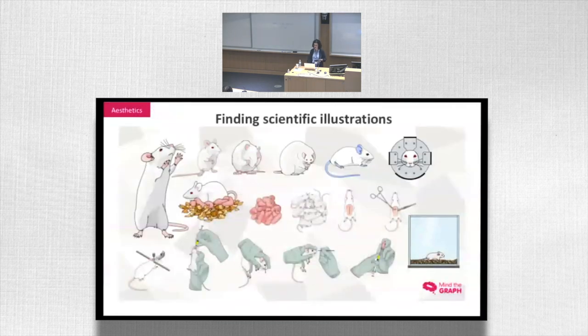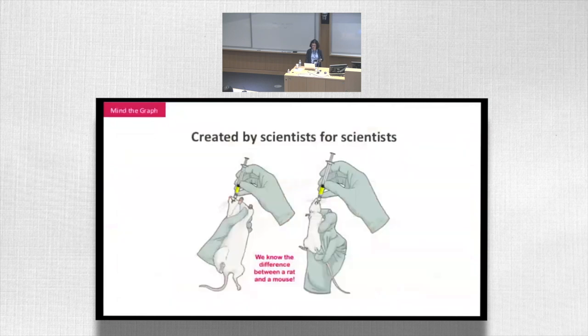Okay, so this is an example of illustrations you can find in MindGraph. I already said this to you. We know the difference between a rat and a mouse. We have great customer success, I can tell you, because I am the customer success support, so yes. And we make on-demand scientific illustrations. Users send us emails like, I want a mouse with abdominal surgery, and we do that in 3 to 5 days. So it's really great because they have customized support.